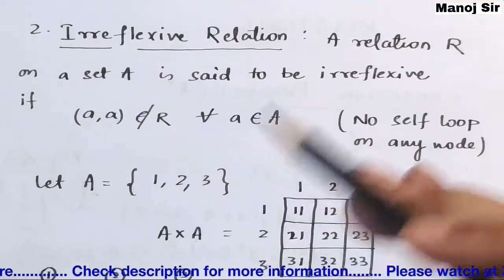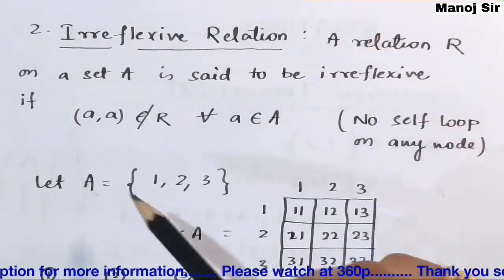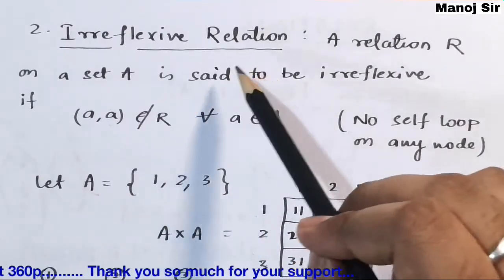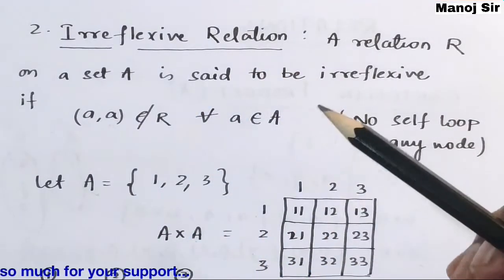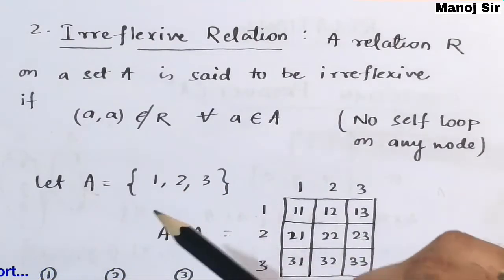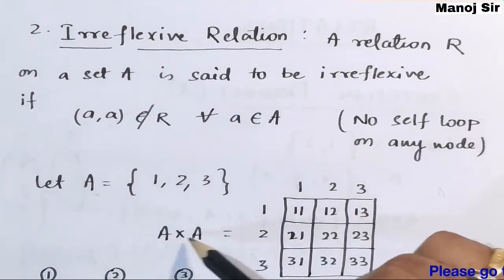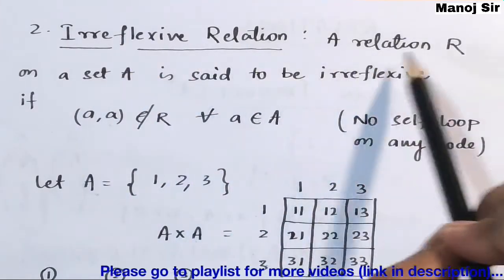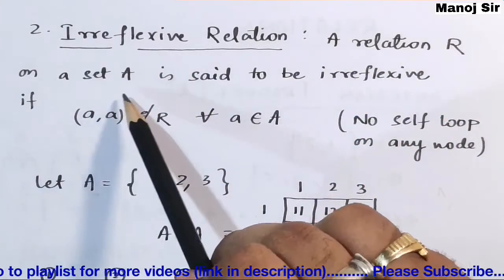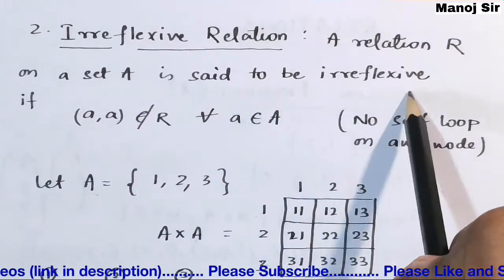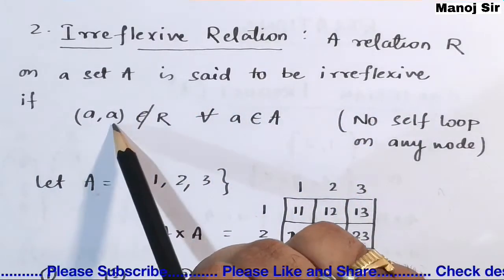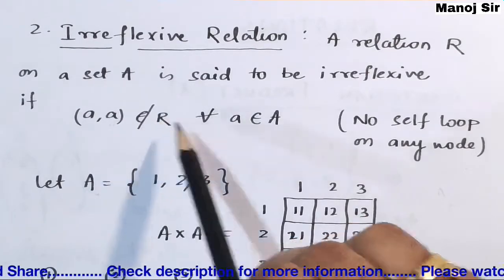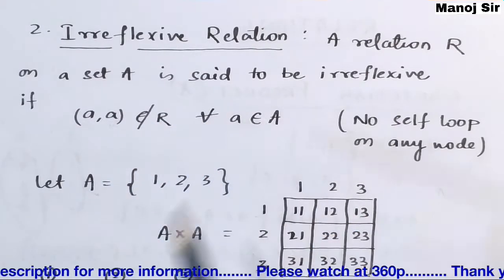While studying types of relation, we have only one set, that is set A. When we are studying relation, we need the Cartesian product, so we'll take the self cross product of set A, that is A cross A. So let us start with irreflexive relation. A relation R on a set A is said to be irreflexive if (a, a) does not belong to R for every a belonging to A.